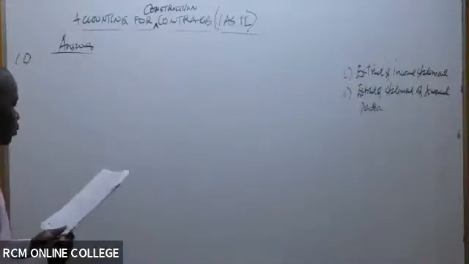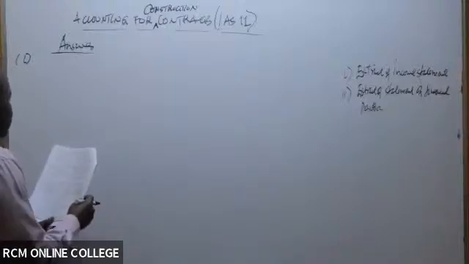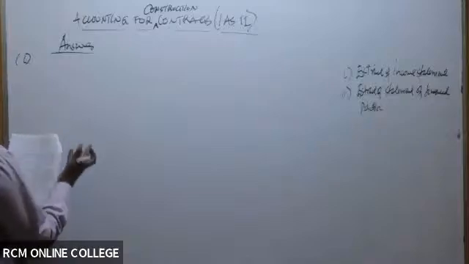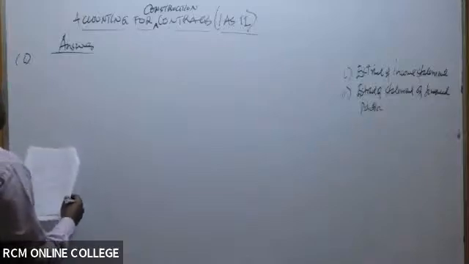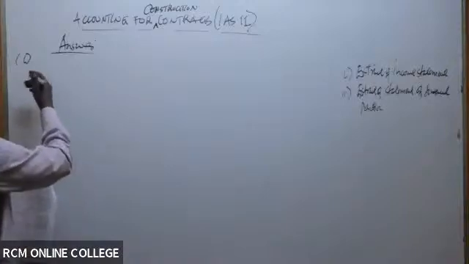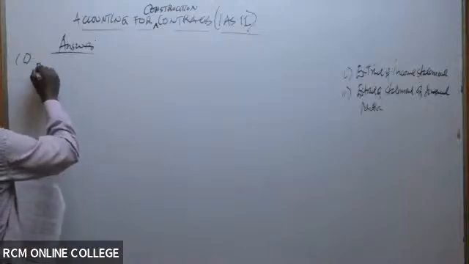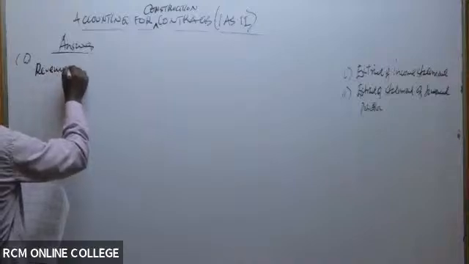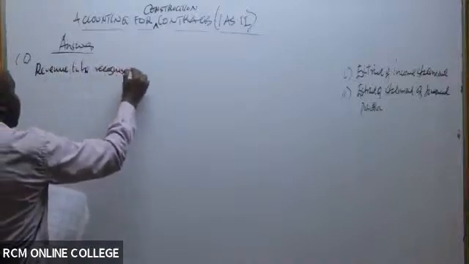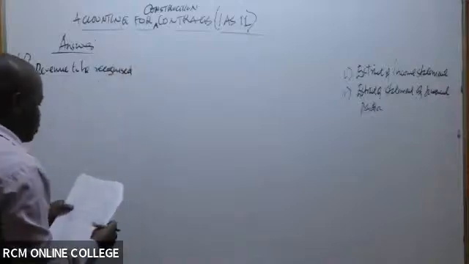So in this case, we can now come up with the revenue to be recognized. You can determine the revenue to be recognized before we start looking at the rest. You can just write under that particular table you've constructed, revenue to be recognized.